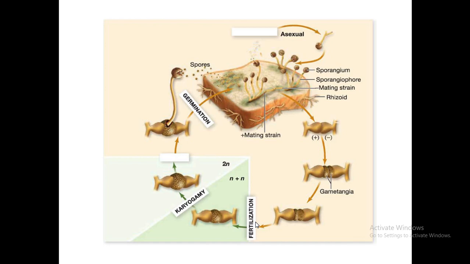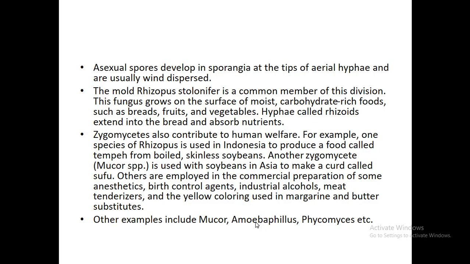One member of Rhizopus causes a disease in rice, which is known as seedling blight. Zygomycetes are also significant to human welfare. For example, one species of Rhizopus is used in Indonesia to produce a food called tempeh from boiled, skinless soybeans, a very nutritive protein.